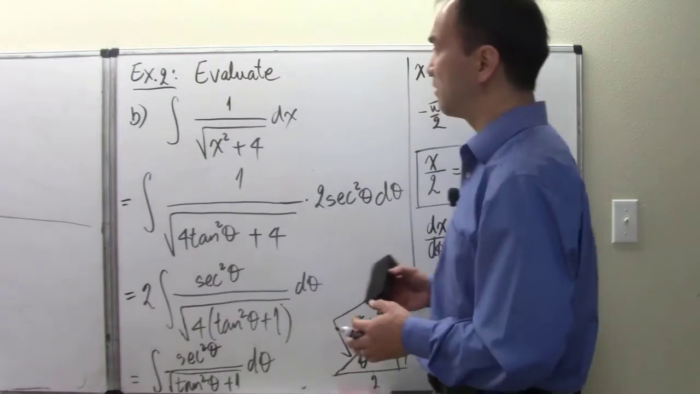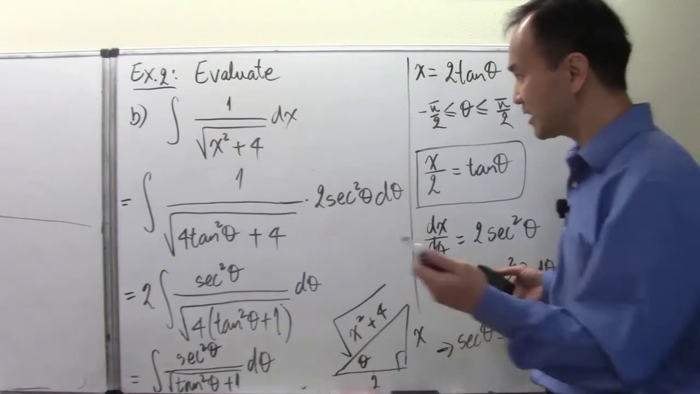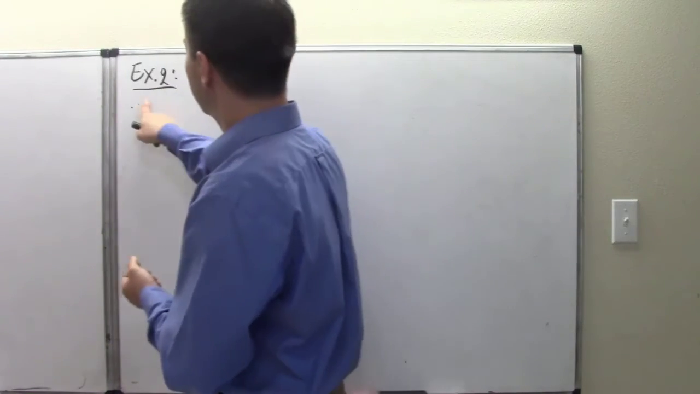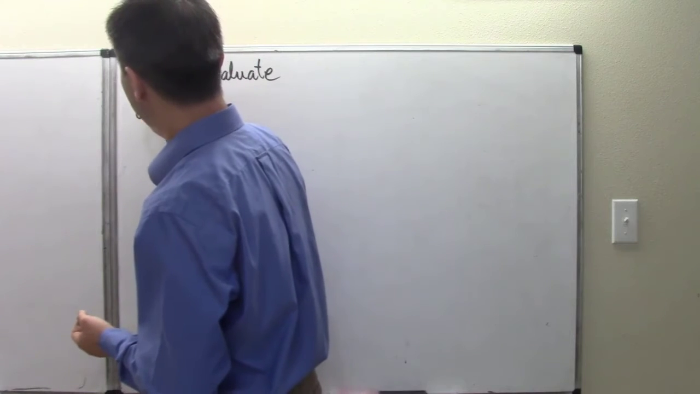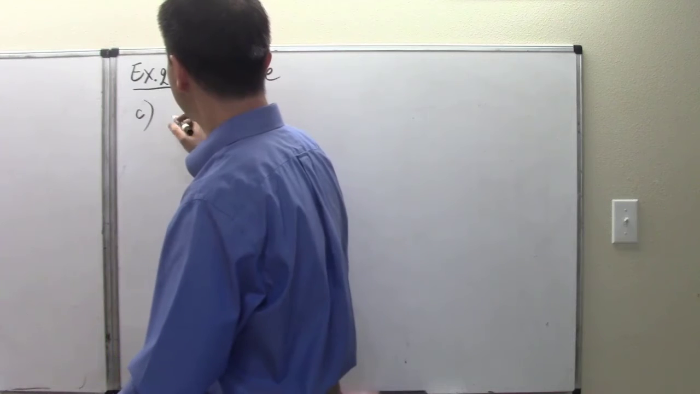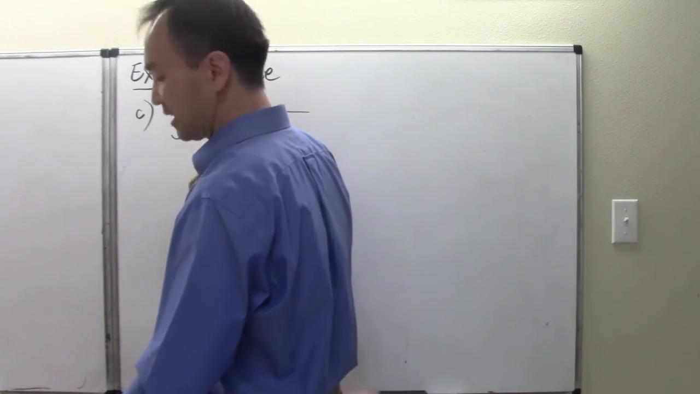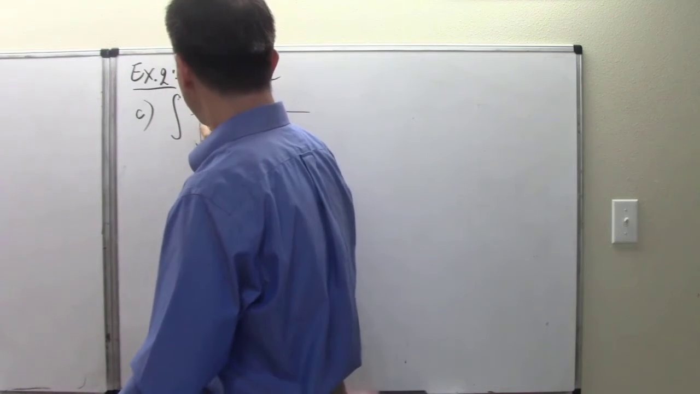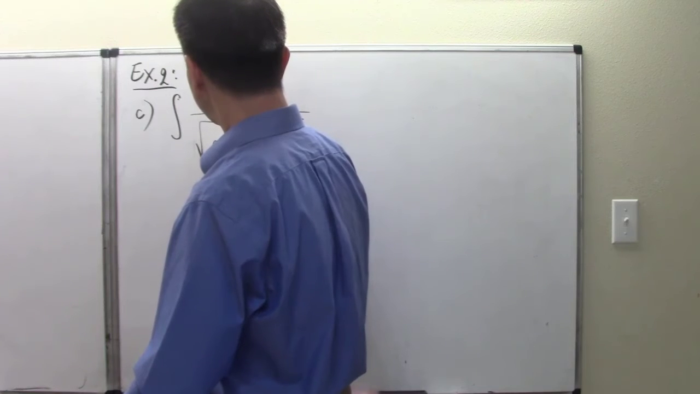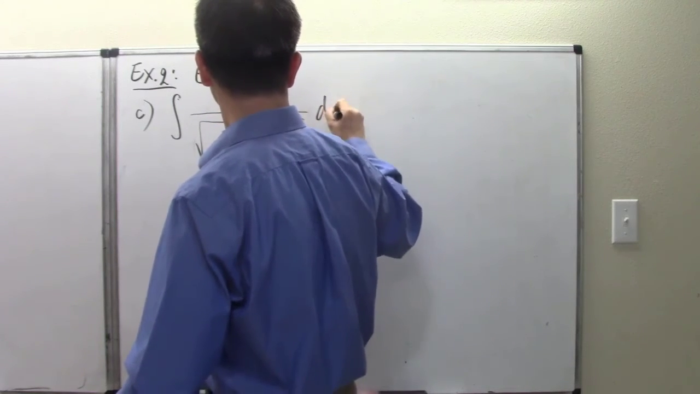All right, and so I prepared in my lecture notes for this example one more problem. So let's look at part C. Now our example in part C: let's look at an integral of 1 over the square root of x squared minus 2x plus 10, dx.